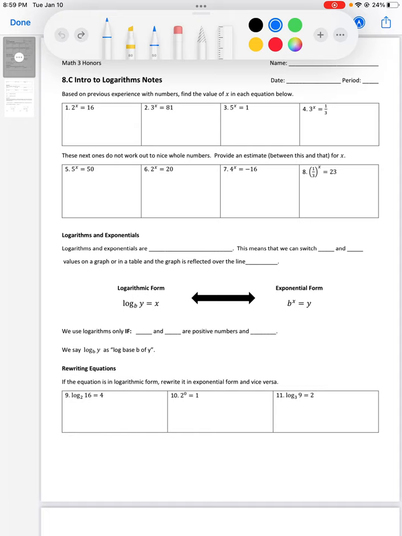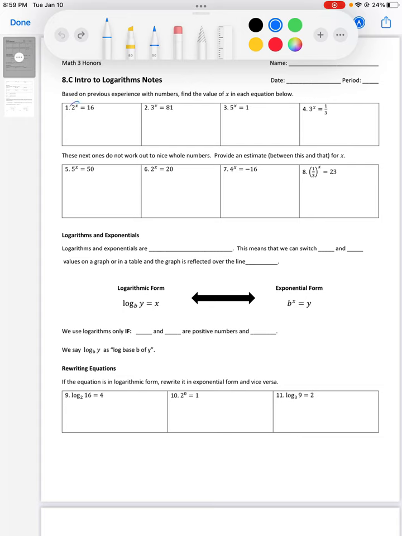And yeah, let's just get into them so you can understand more what they are. So the first few questions, we're talking about exponents. Based on previous experience with numbers, find the value of x in each equation below. Just like common sense, just thinking about it.